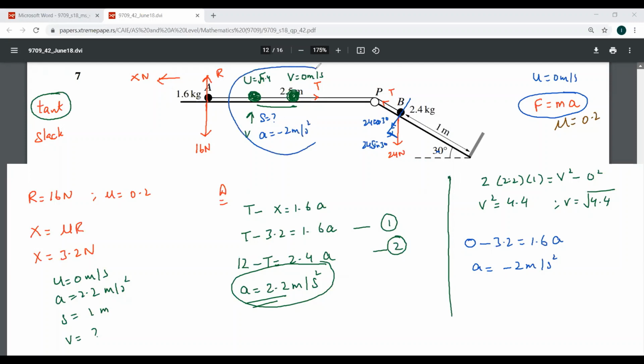Using all this information, let's find how much distance has been covered. We'll use 2as equal to v square minus u square again. So 2 into a, which is minus 2, times the distance, with v equal to 0, and the initial speed is the square root of 4.4, whose square is 4.4. So this s is going to be 1.1. And what is the total distance covered by this A? Never forget to sum this up at the end. So the total distance covered is 1 plus 1.1, that is 2.2 meters.